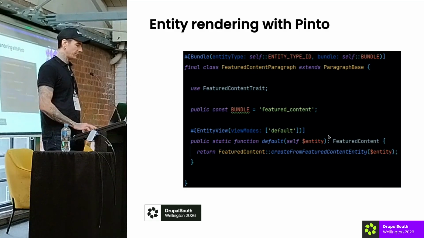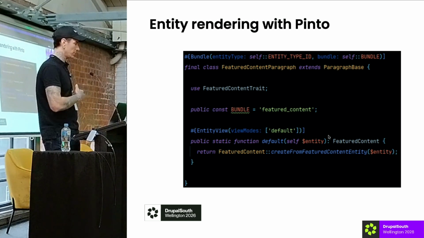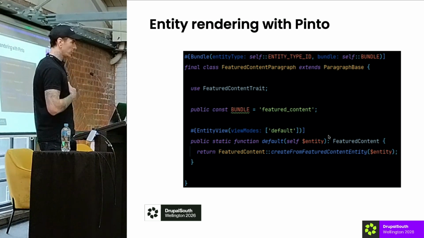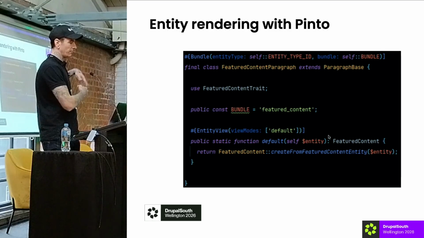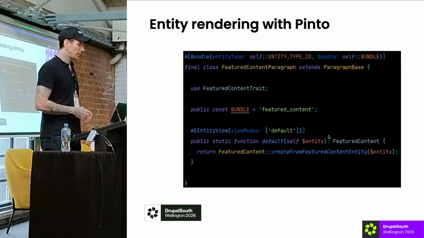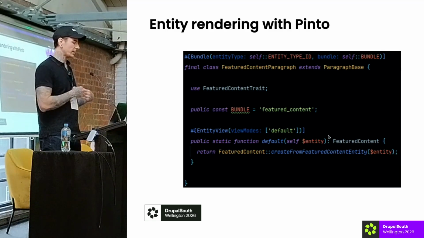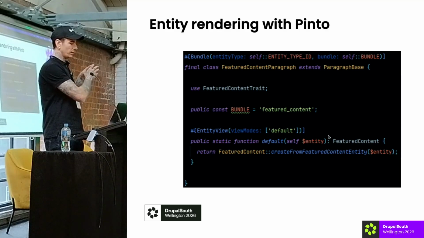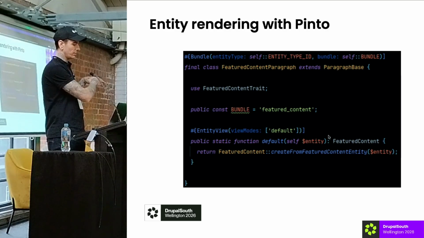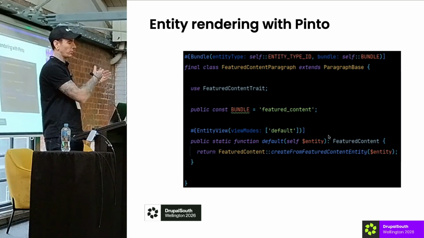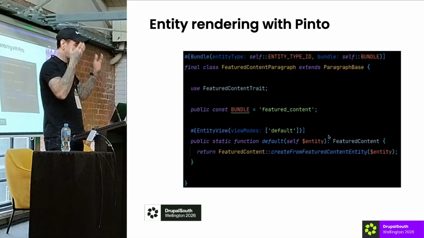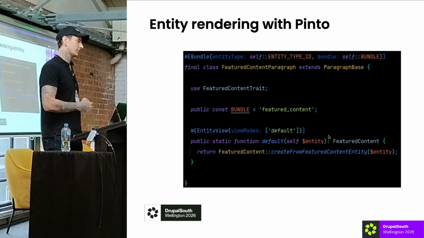You don't even really have to have that level of abstraction. You could just go return new featured content and then pass the values in manually. The way I like to set it up is to have the factory method on the component, because then the component knows how to translate an entity to itself. So in my head, it works as a nice little architecture, and then your bundle class is nice and neat.